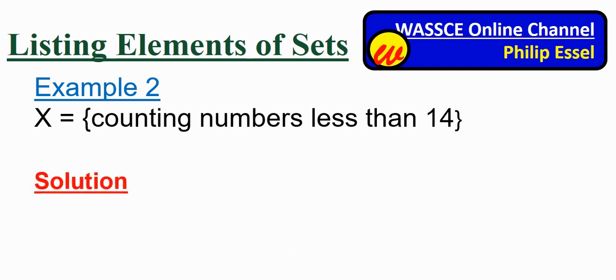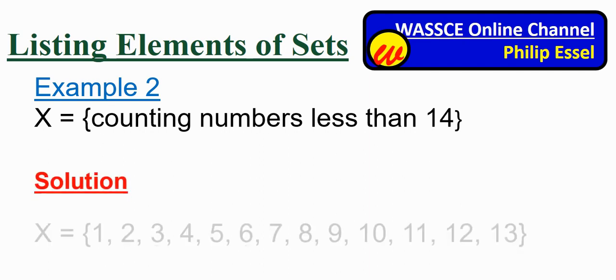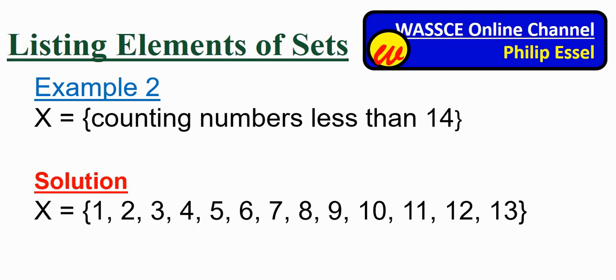So let's look at the solution. We have set X in its listing format. We know that counting numbers start from 1 and they run to infinity. So counting numbers less than 14 should be 1, 2, 3 to 13, without 14, because our answer should be less than 14. So that is the answer.